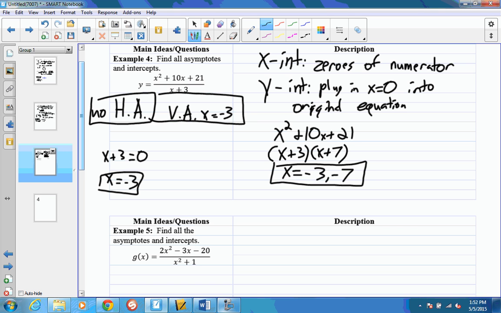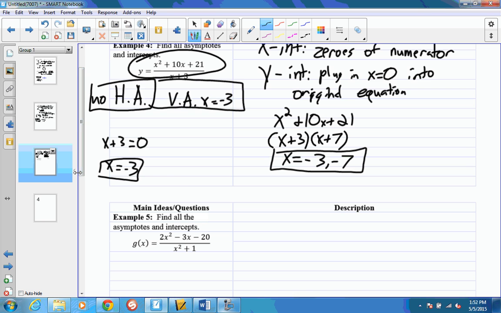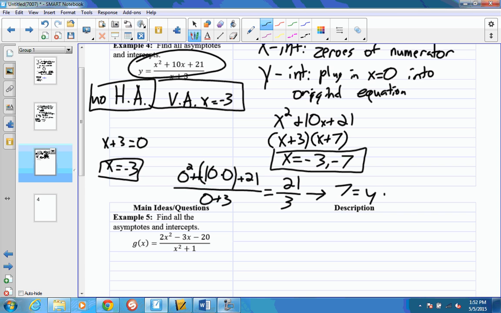Y-intercepts, last thing, right? I need to plug in 0, and this is the only thing where I need the whole equation, right? So plugging in 0, I get 0 squared plus 10 times 0, plus 21 over 0 plus 3, which is 21 over 3. And somebody said it, that'll reduce to 7. So that's my y-intercept. You just plug in 0 for x.